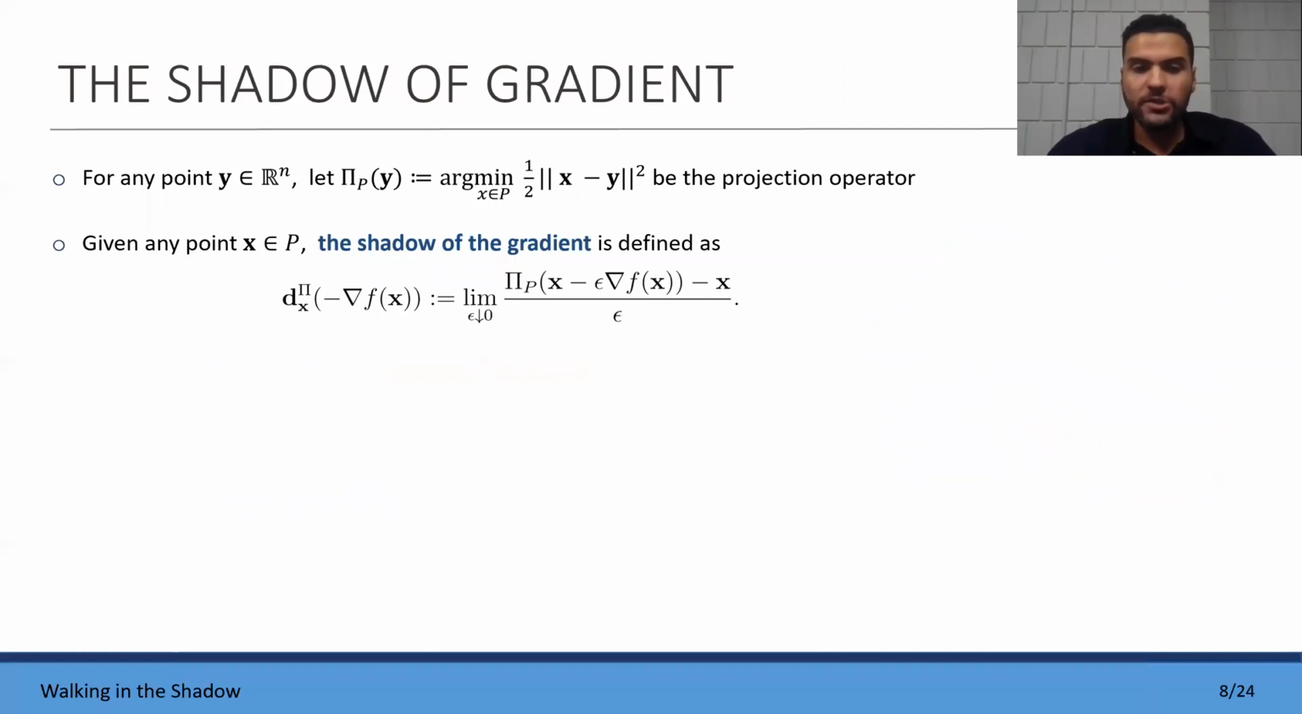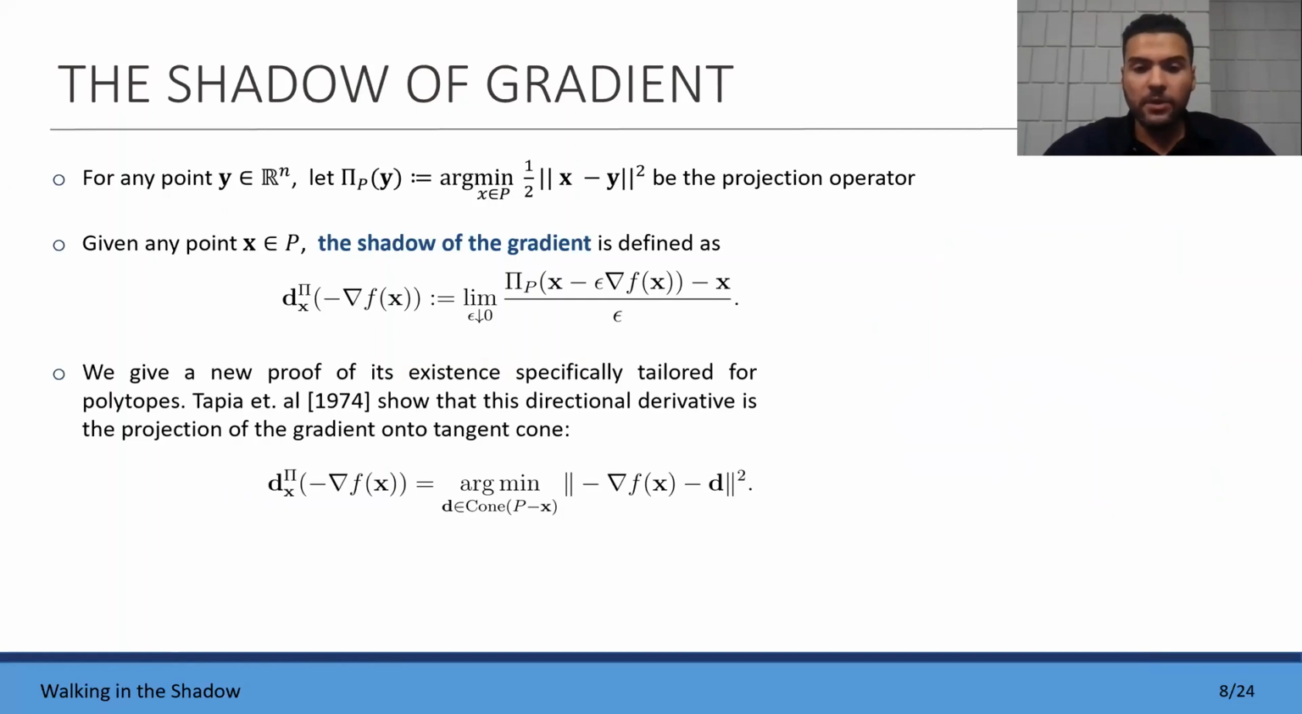So in this talk, we're going to let pi p be the Euclidean projection operator onto our polytope P. And for any point x in the polytope, we define the shadow of the gradient as this limit quantity we see here in the slide. And this is just basically the directional derivative of the projection operator. So this quantity has been looked at before in the literature. In particular, in 1974, Tapia et al. were the first to show that this directional derivative is the projection of the gradient onto the tangent cone at x, or the cone of feasible directions at x. However, we give it the name shadow because it's literally the shadow of the gradient onto the polytope.